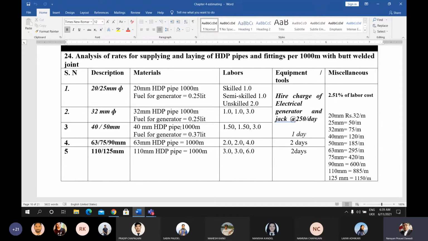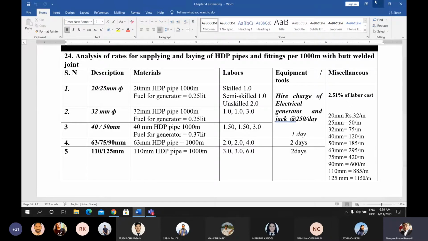Now the analysis of rates for supplying and laying of high density pipes and fittings for 1,000-meter length of pipe with the portable data joint. That is, the plastic pipe is joined by heating the pipe ends with a heating mirror, and then the pipes are joined. That is the portable data joint.